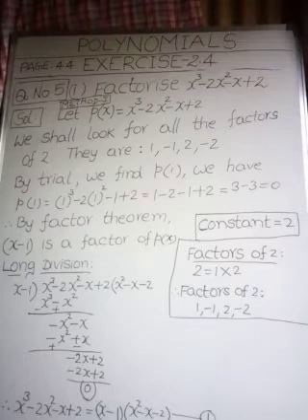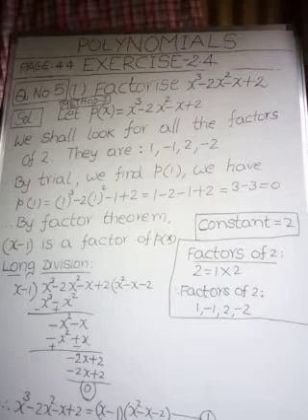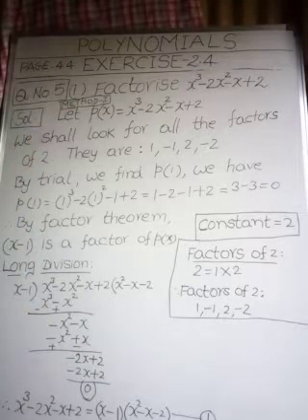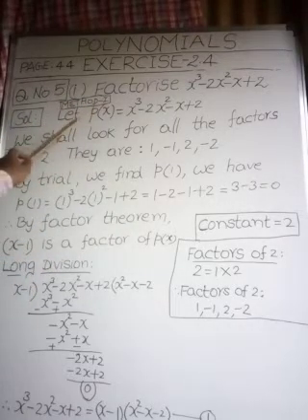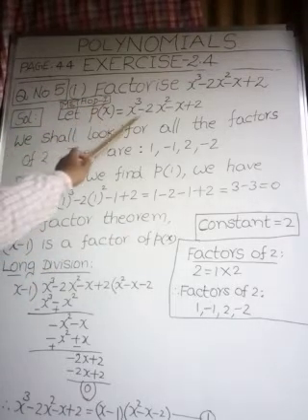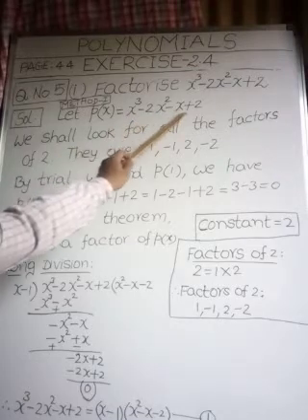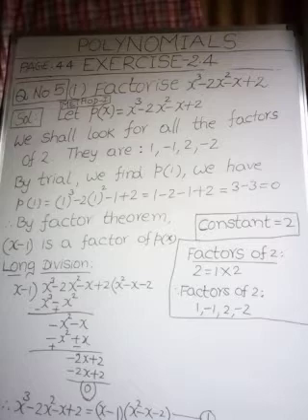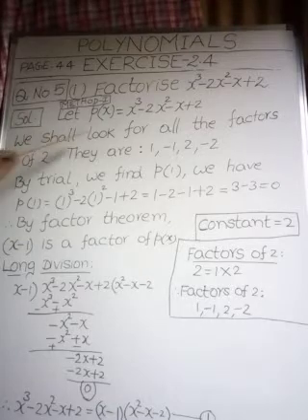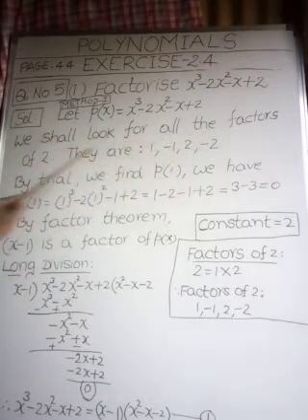Listen to these steps, my dear children, on how to factorize a cubic polynomial. Here there are 2 methods. First I explain the first method. Method 1: first let us assume that p of x is equal to x cube minus 2x square minus x plus 2. First we are assuming the given polynomial is p of x. Okay, my dear children, understood? Right. Now we shall look for all the factors of 2.